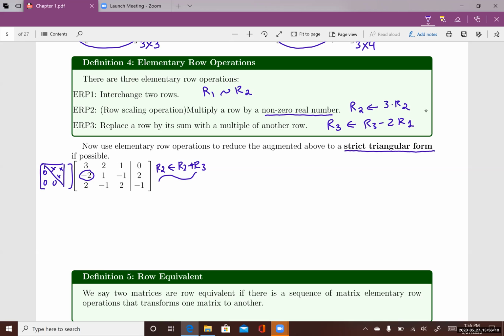See what happened. If I add row 2 and row 3 and replace row 2 with the result, I will get this. So row 2 will be -2 plus 2 is 0, 1 plus -1 is also 0, -1 plus 2 is 1. Don't forget the constant matrix: 2 plus -1 is 1, right? So this is my new row 2. I didn't do anything with the first row, so I keep it as it is. And I didn't do anything with the third row, so I keep it as it is.